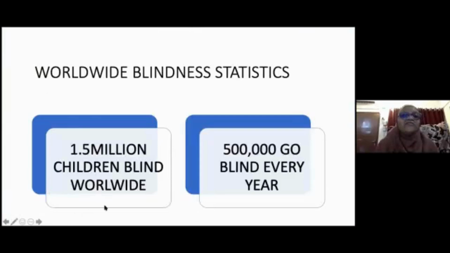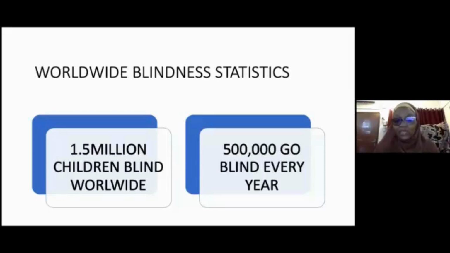Right, so let's just get a hold of the statistics. A staggering 1.5 million children are blind from all sorts of problems worldwide. And every year, 500,000 more join this figure. Now, I'm not really talking exclusively about cataracts. I'm talking about the magnitude of childhood blindness all over the world. 500,000 every year, 1.5 million at the moment.